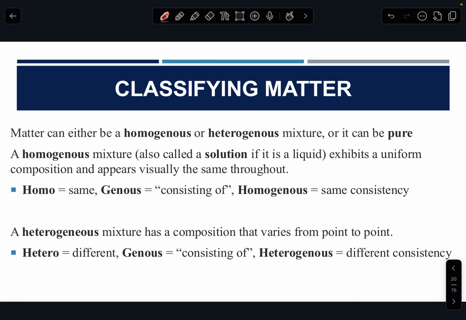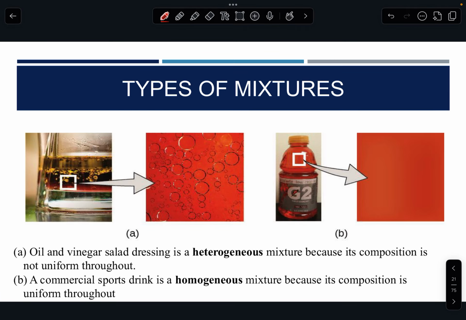So when we classify matter, specifically mixtures, we can talk about how they are homogeneous, meaning all the same, consisting of all the same things, or heterogeneous, consisting of different things. And when we're talking about solutions specifically, as we've defined, liquids are pure, while solutions are going to be mixtures of things. Oil and vinegar is going to be considered a heterogeneous mixture because you have these bubbles here. Heterogeneous means it has a different phase, so you have oil pockets and you have aqueous pockets.